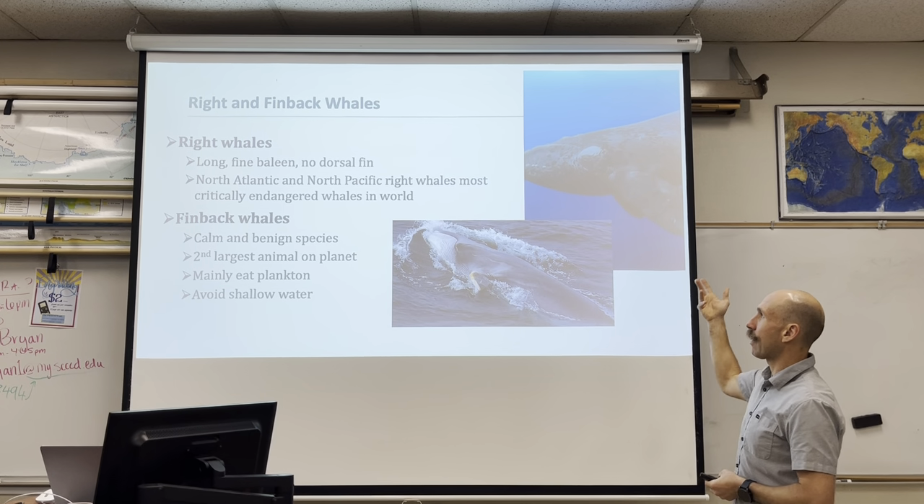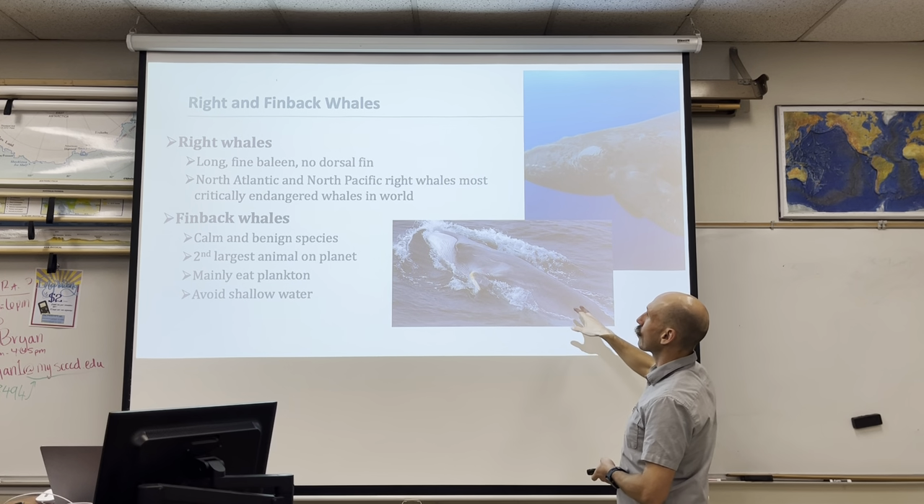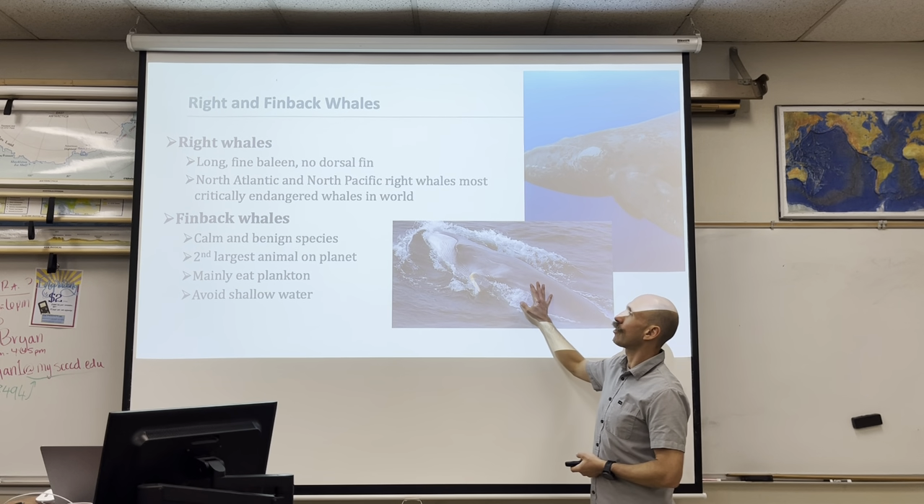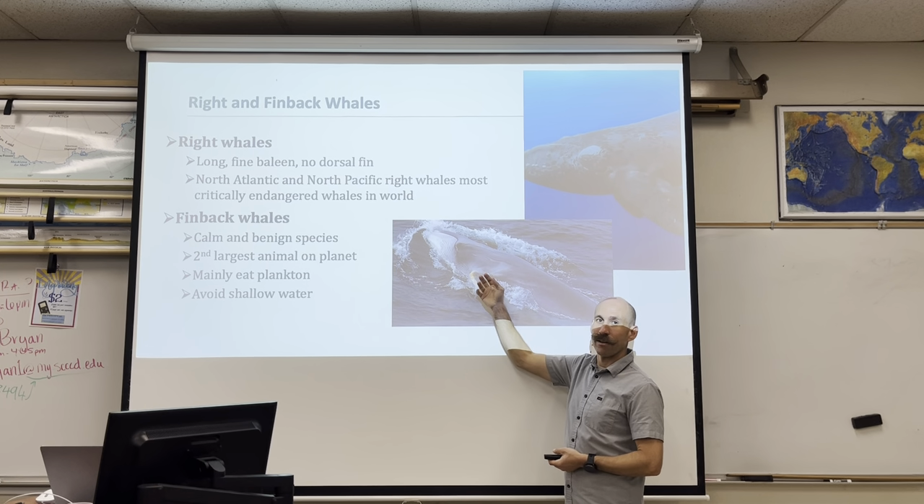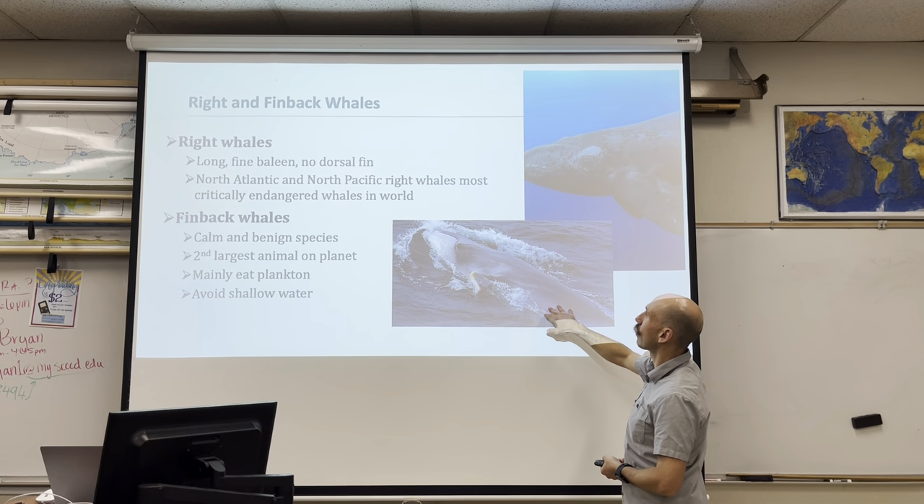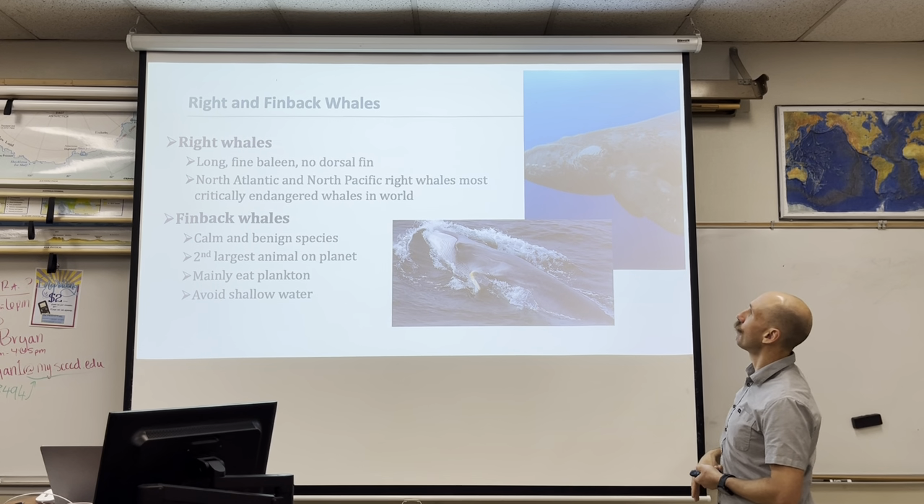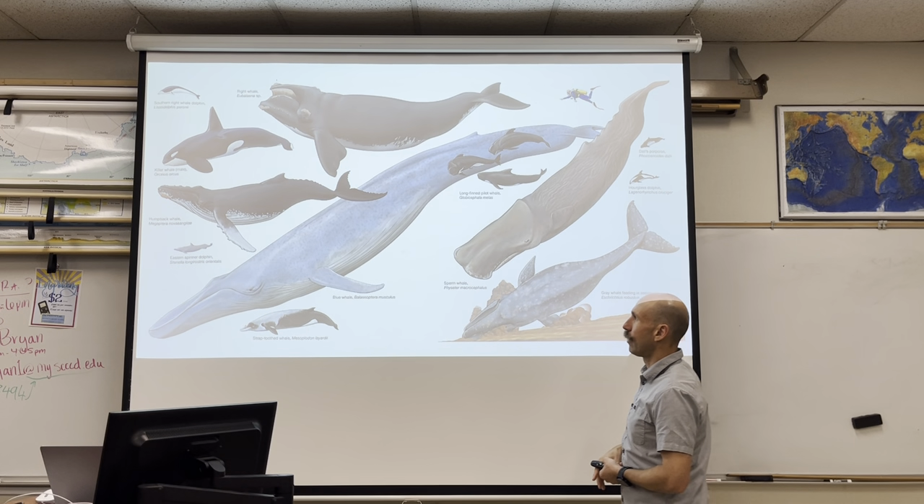Right whales, finback whales, more baleen whales. Finbacks are calm and benign. They're the second largest animal on the planet, mostly plankton for dinner, don't like shallow water. And then right whales are long, fine, with no dorsal fin.